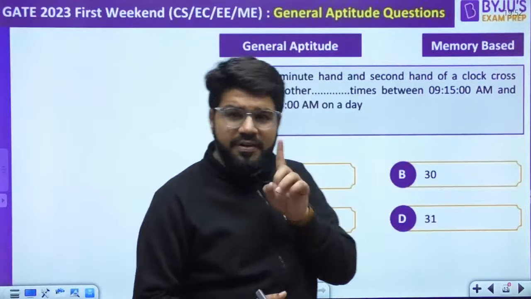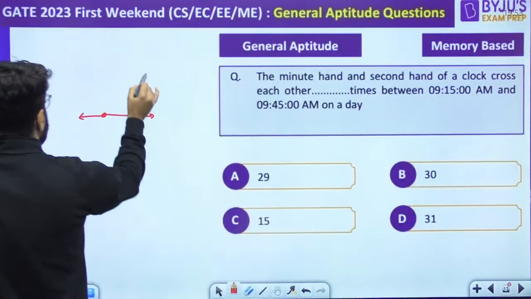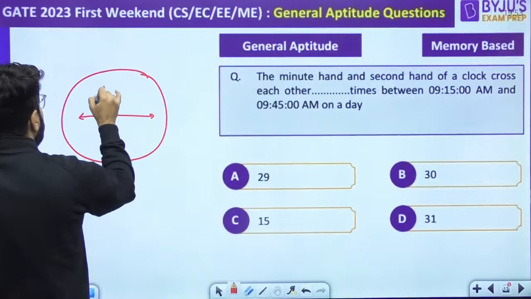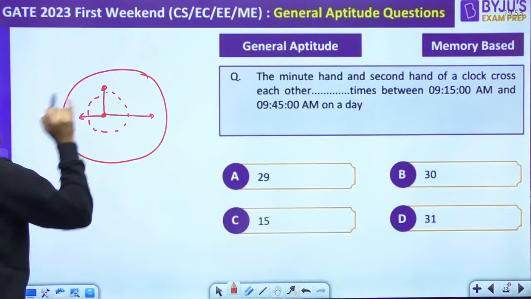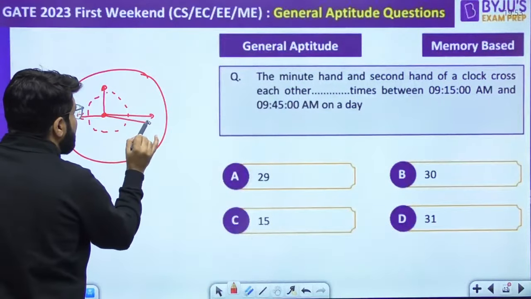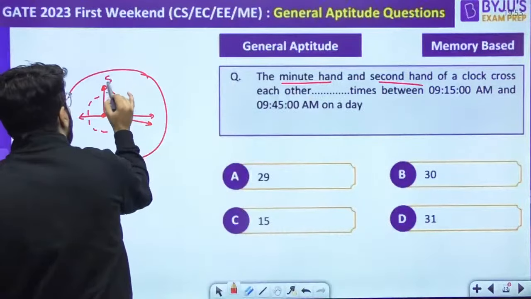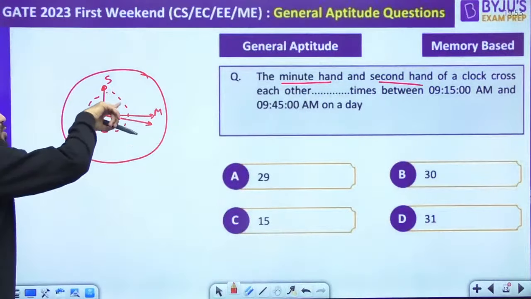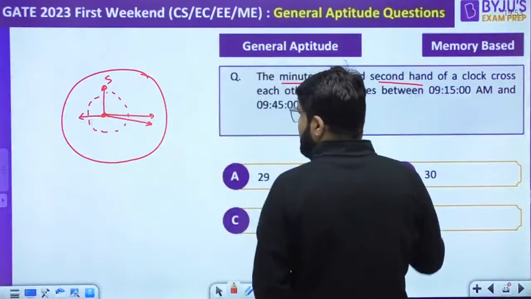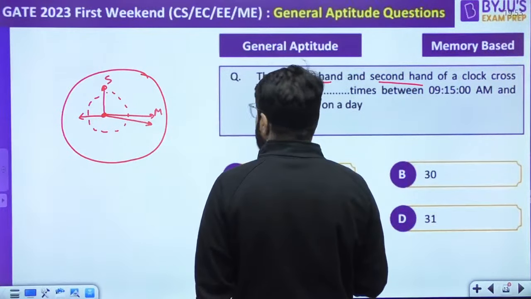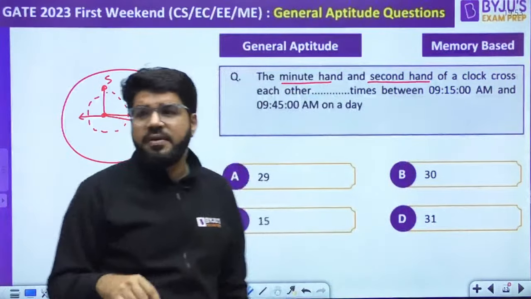Within every minute, let's say this is 9:15. The clock will show this, this is going to be 9:15. So the second hand will be here at 12. Now in 1 minute the second hand will have a full rotation, and in that 1 minute the minute hand will reach here. So I took this as the second hand and this as the minute hand. Within that 1 minute, at some point of time they will cross each other, and that will happen for every minute.